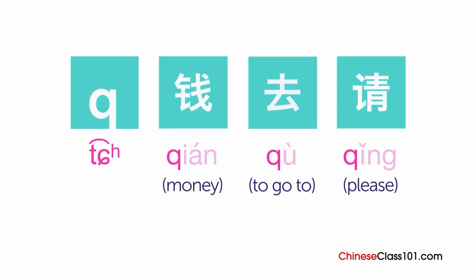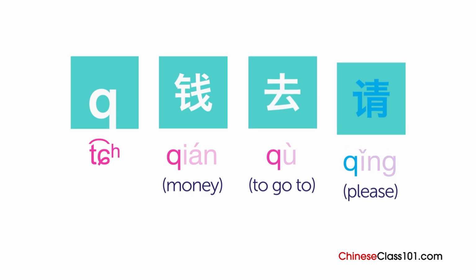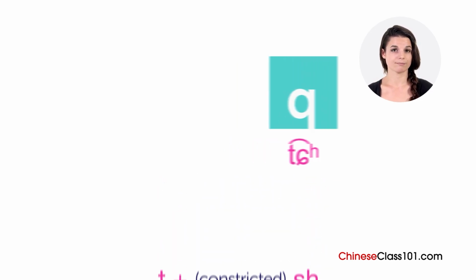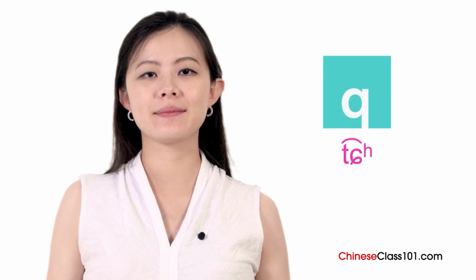The aspirated one is 前, 去, 请. This sound is identical to the previous one. However, the difference is that it's the aspirated counterpart, meaning you want to release a burst of air. Listen to how Yinru says it and try to hear the difference. 起, 起.